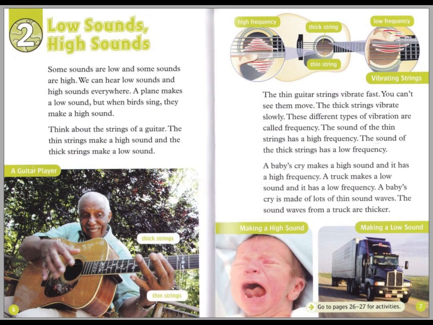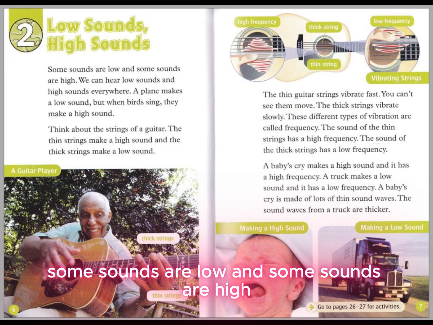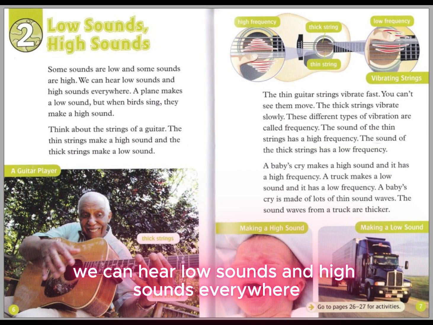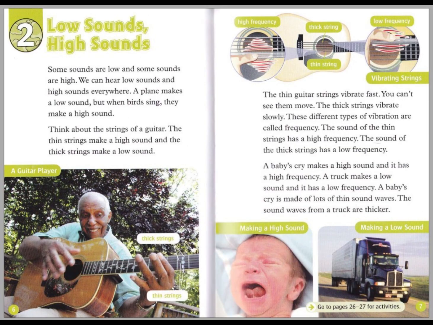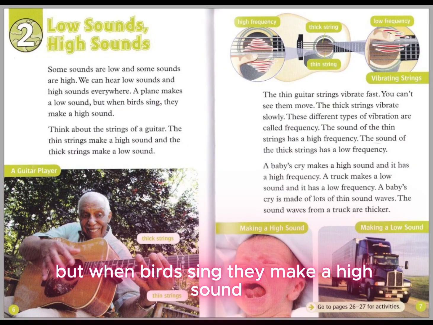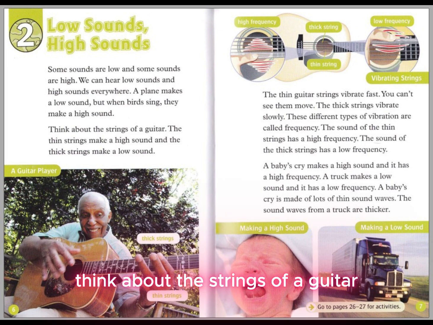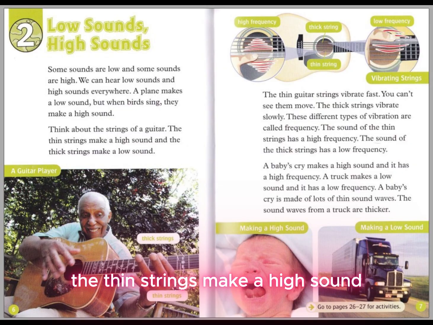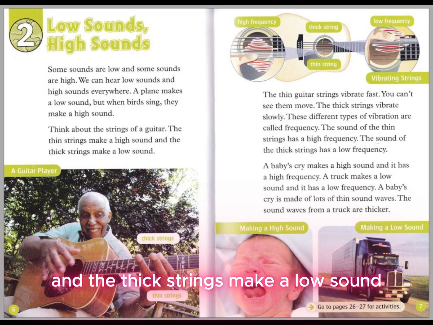Chapter 2. Low sounds, high sounds. Some sounds are low, and some sounds are high. We can hear low sounds and high sounds everywhere. A plane makes a low sound, but when birds sing, they make a high sound. Think about the strings of a guitar. The thin strings make a high sound, and the thick strings make a low sound.